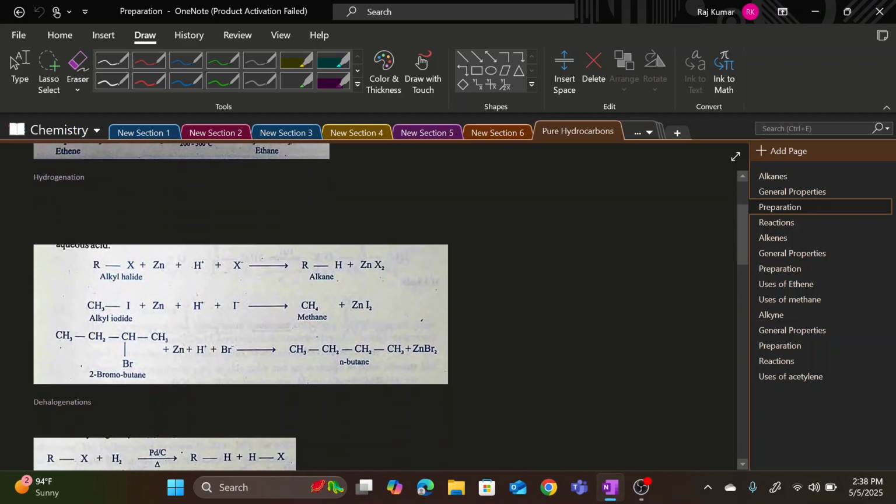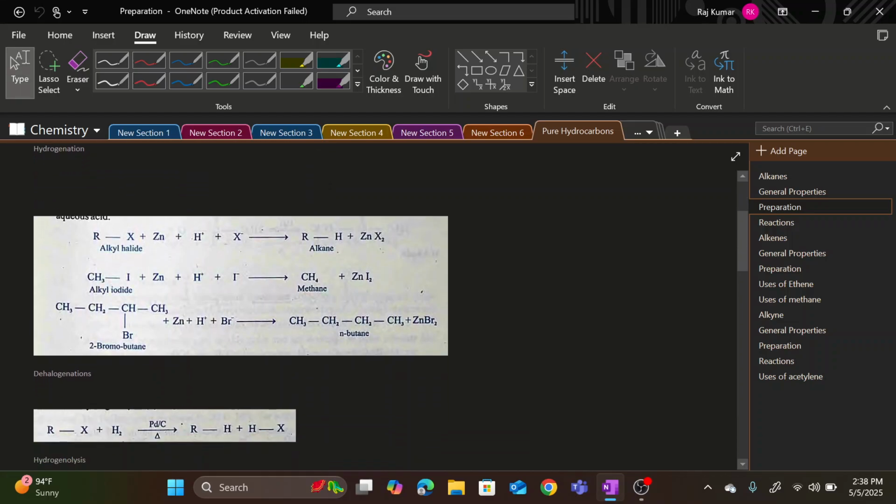So this is a basic reaction. Secondly, we have another reaction, dehalogenation, in which we take out the halogen atom from alkyl halides. We take an alkyl halide and then we use zinc in an aqueous acid, due to which we get an alkane and the zinc halide. So this is the entire reaction.